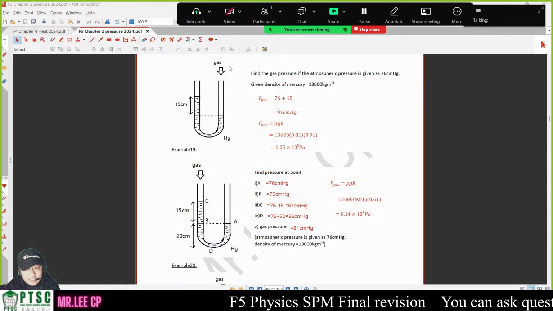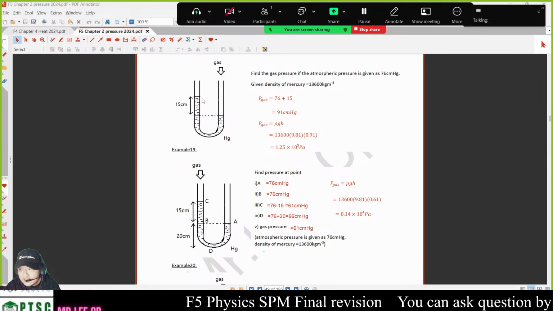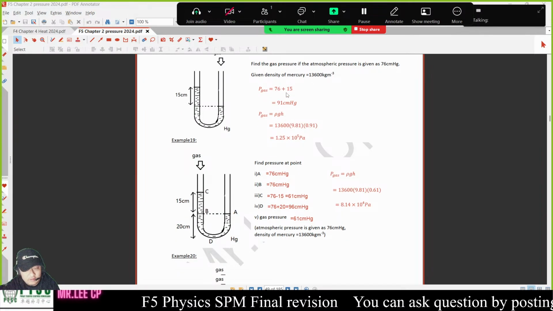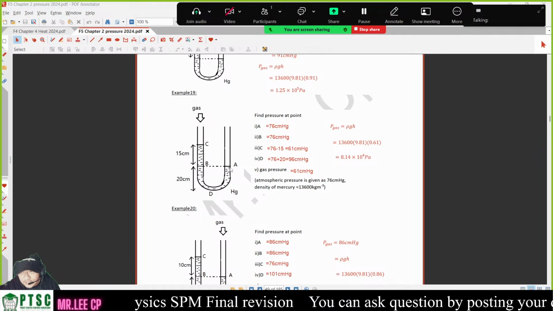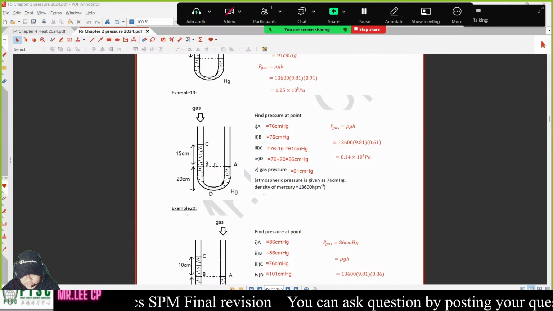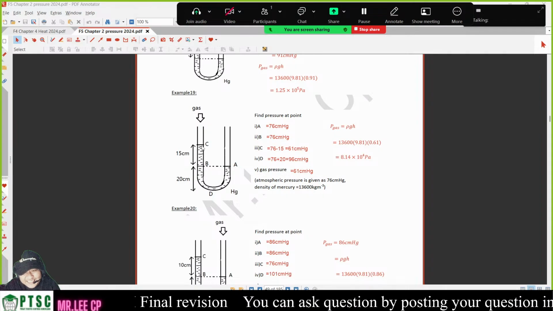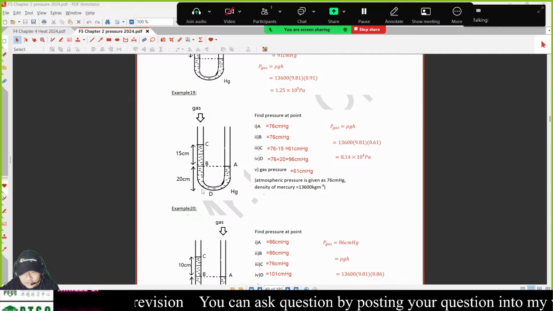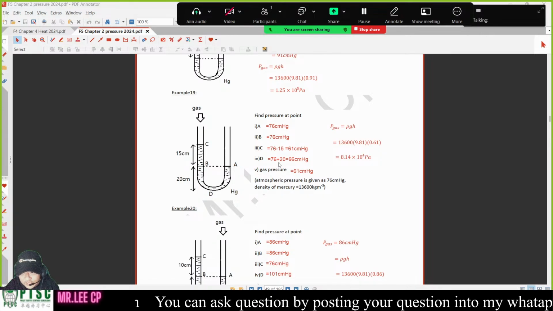Again, here, this is the gas. So here it is 76. 76 plus 15. That's all. Alright. So what is the pressure at A? 76. B, same level, same pressure, 76. C, go up, decrease. 76 minus 15. D, here, 76 plus 20.